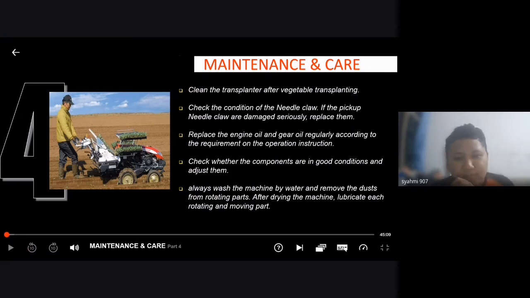For the important note: do not spray water on the electrical device, otherwise the electrical device may be damaged. And after washing the machine, be sure to lubricate all the lubrication points. Otherwise, the next time you use the machine, it may not operate smoothly and properly.